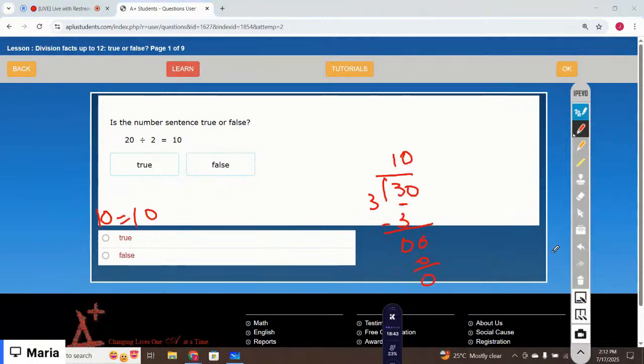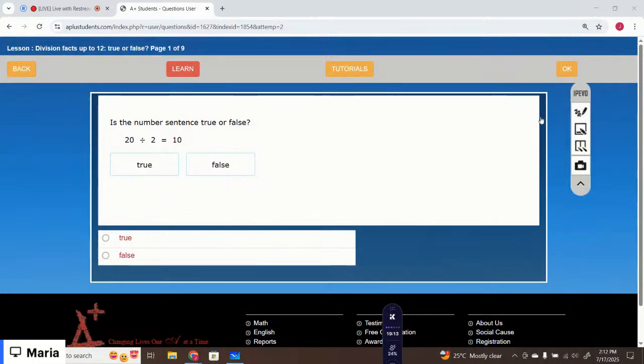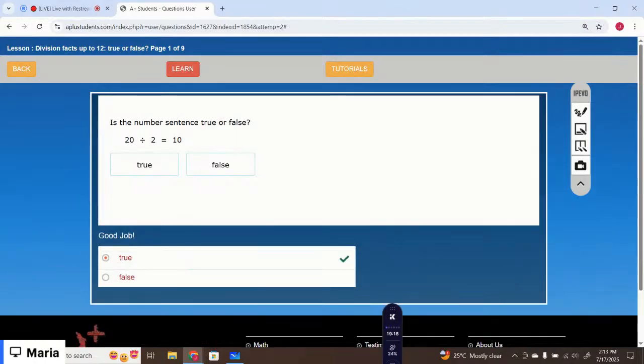Is the number sentence true or false? 20 divided by 2 is 10. Just divide. 2 times 10 is 20. So 20 divided by 2 is 10. 10 is equal to 10. So you can see both sides are exactly equal, right? So that means 20 divided by 2 is 10. That is true. Option number 1 is the correct option.